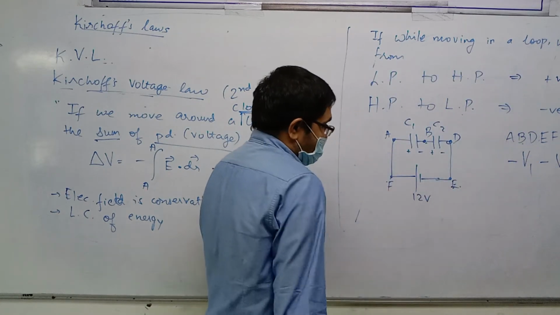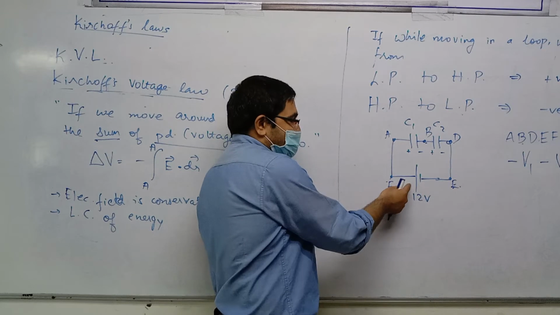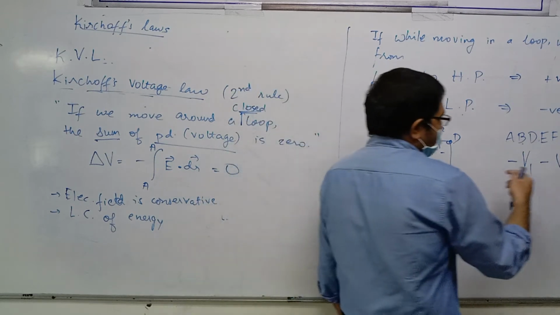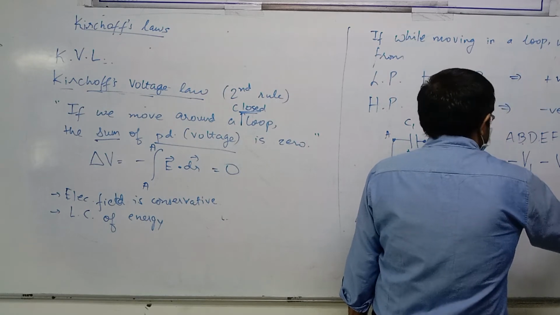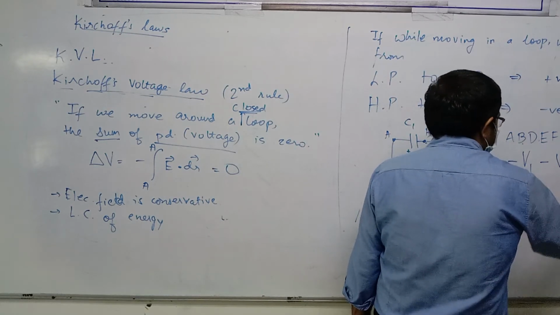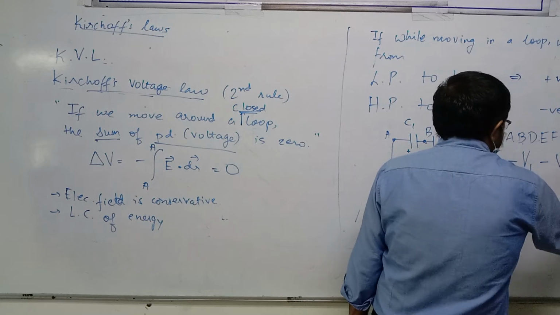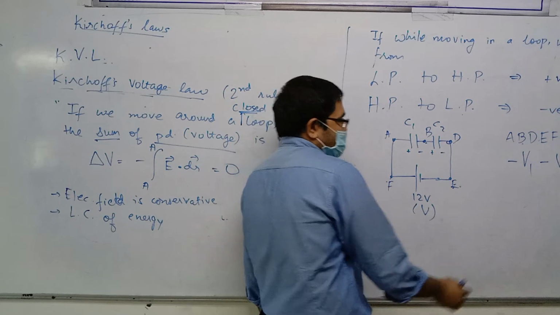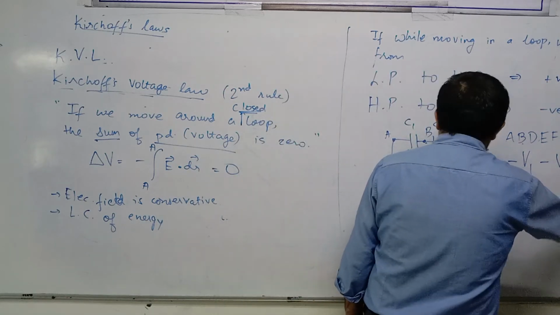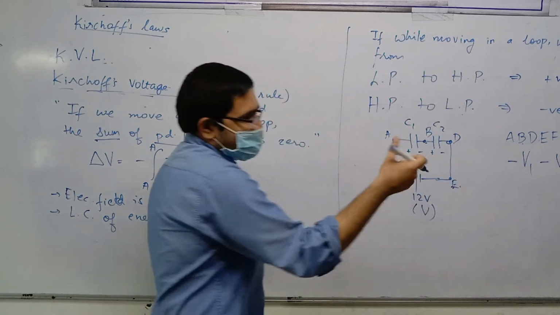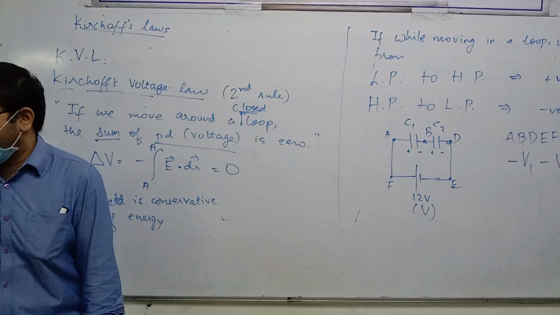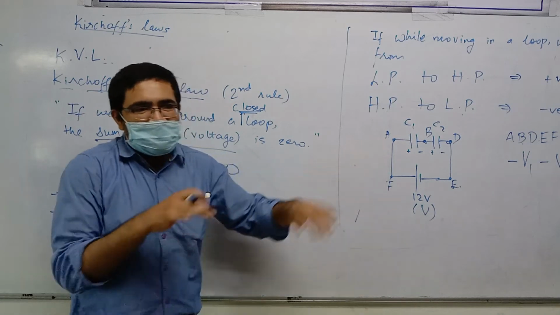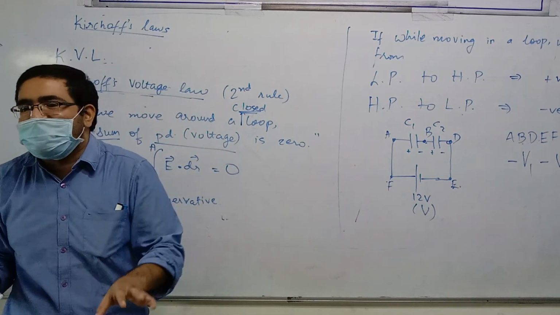When you go from E to F, you are going from the negative terminal of the battery to the positive, which means going from lower potential to higher potential. What should I write? Plus V, where V is the battery voltage, say 12. Then the sum will be equal to 0. Why? Because F to A, once again there is nothing. So when we come back to the initial place, the addition of all the differences should give us 0.